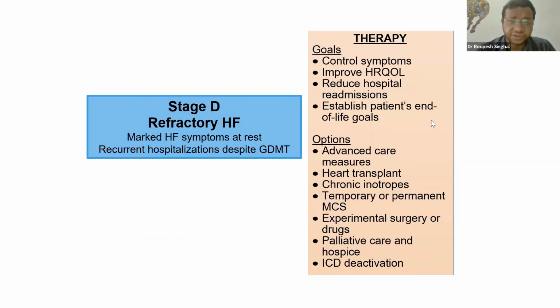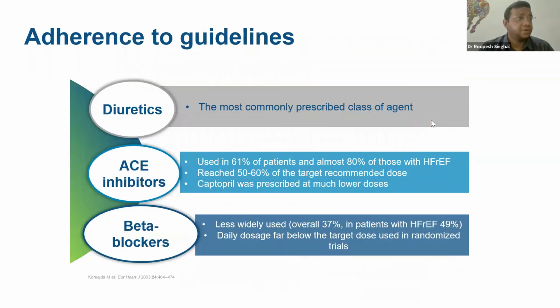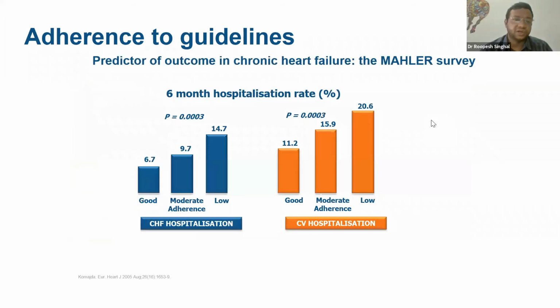Again, similarly for stage D hypertension. So what are the problems and what are the common loopholes? We must look at adherence to guidelines. Like if we see diuretics, which have a questionable effect on mortality, are the most commonly prescribed class of agent, whereas ACE inhibitors are used in only 61% of patients and only up to 50 to 60% of target dose. Beta blockers are even less commonly used, and the usual clinical dose is much lower than the target oriented dose.